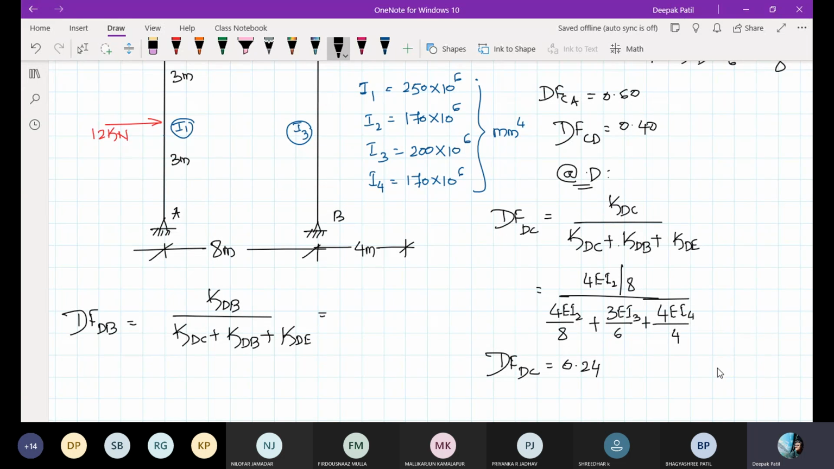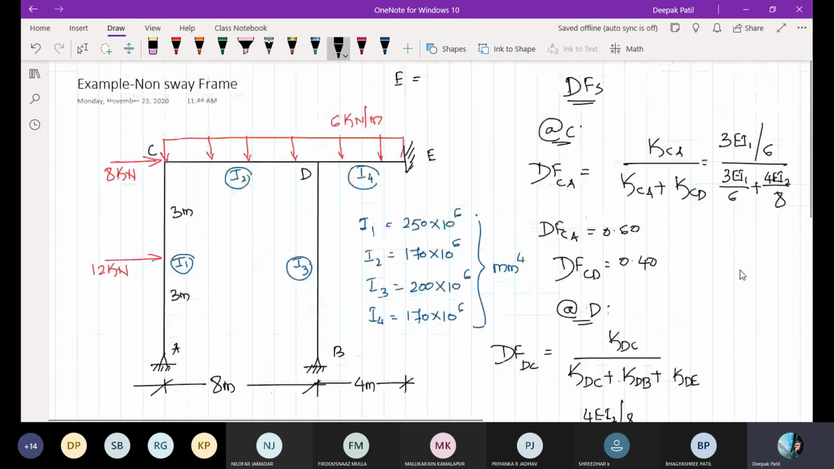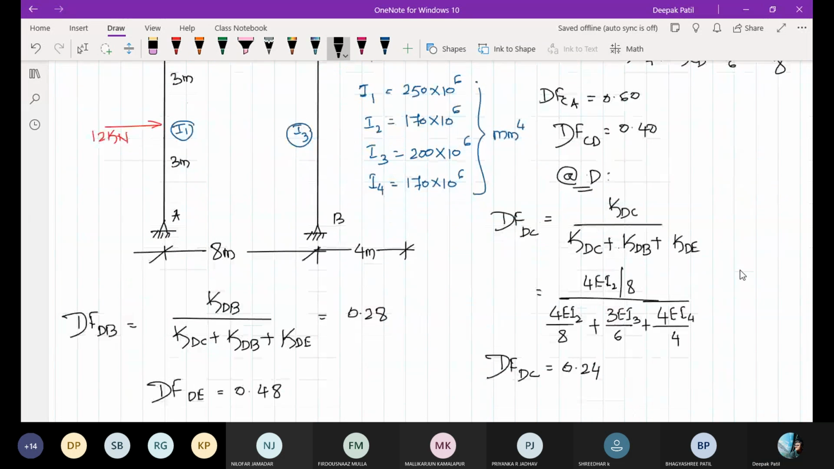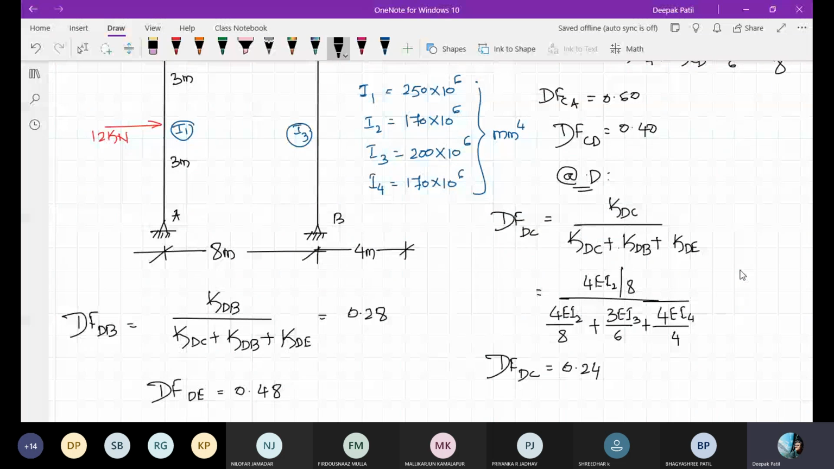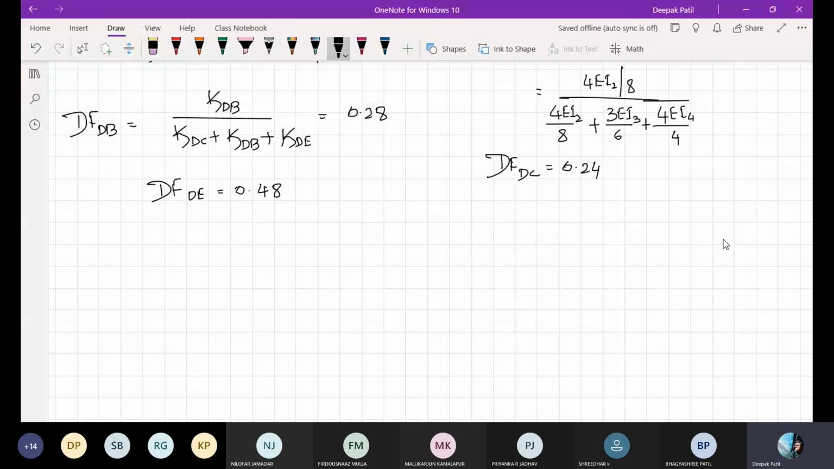So, once you substitute all the things correctly here, I think you should be getting this as 0.28. And the left out one is distribution factor DE, which is equal to 1 minus 0.28 minus 0.24. So you're getting 0.48. Students, are you clear with these calculations? Yes, sir. Okay. Once it is done, then I have to draw the table.